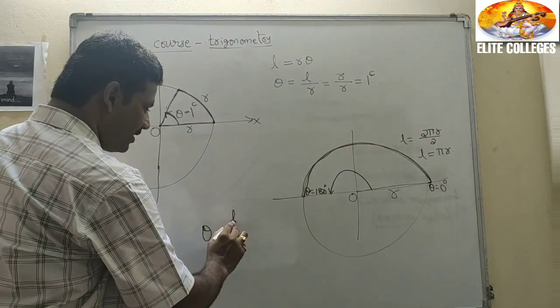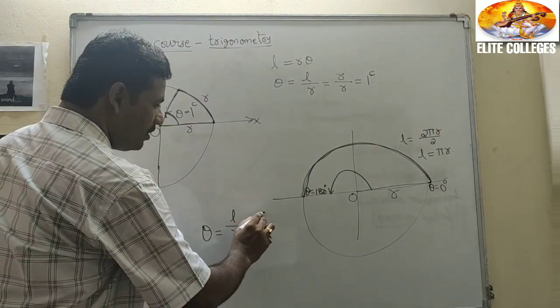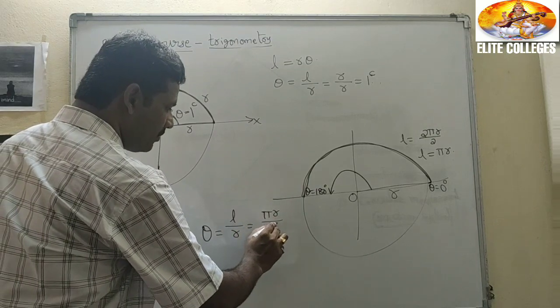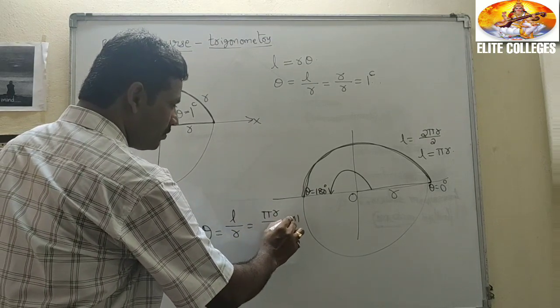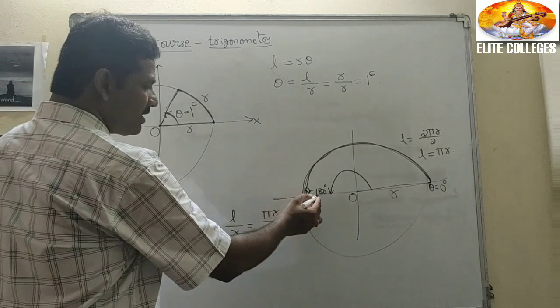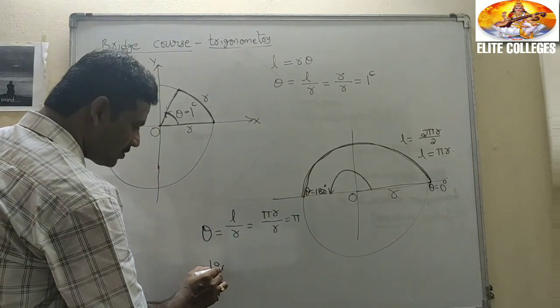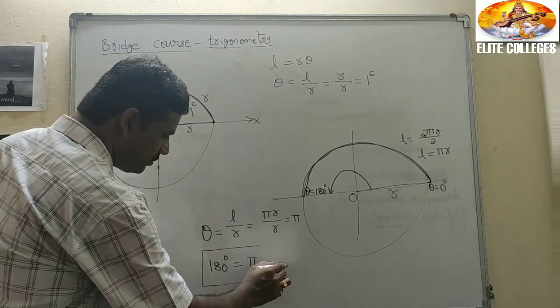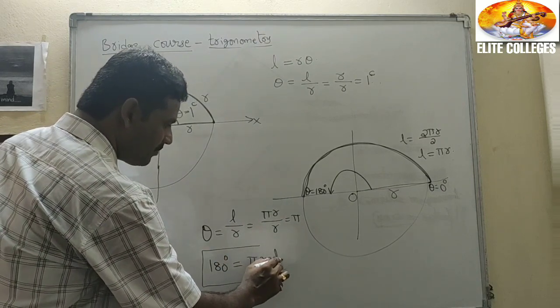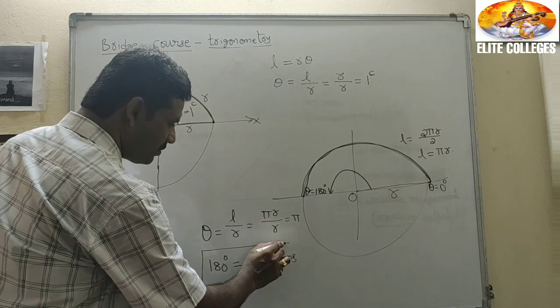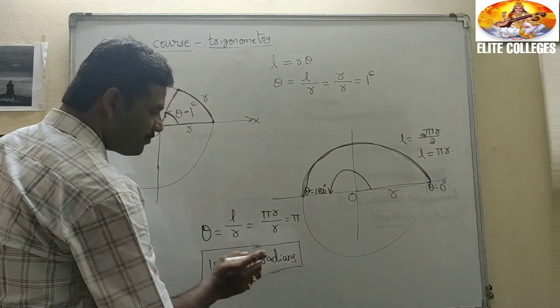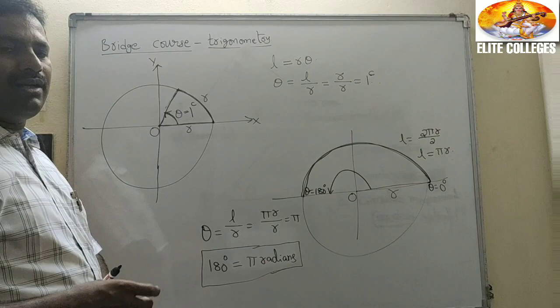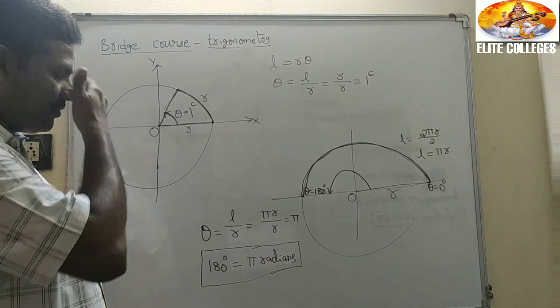Theta equal to L by r. That is equal to arc length pi r by r, that is equal to pi. What is the theta actually? 180 degrees. So 180 degrees equal to pi radians. That is the relation between the degrees and radians.